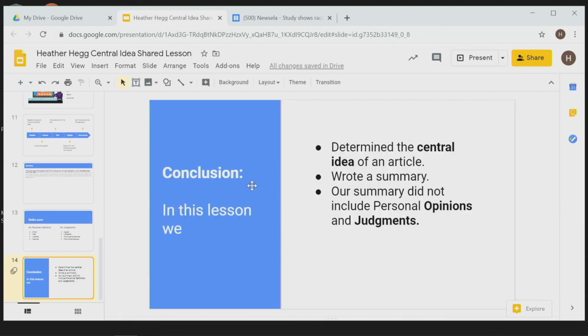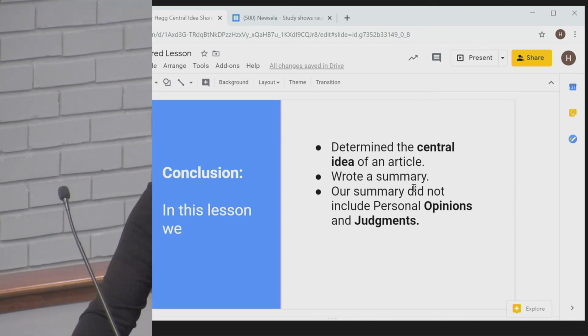Let's conclude. In this lesson, we determined the central idea of an article. Yes, we did. We figured out what was the most important idea in the article about poverty and segregation. Did we write a summary? We did, a short one. Was our summary free from? Our summary did not include personal opinions and judgments. It didn't. So we met this standard on informational text.